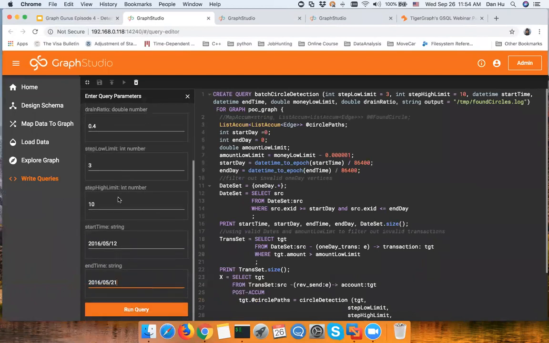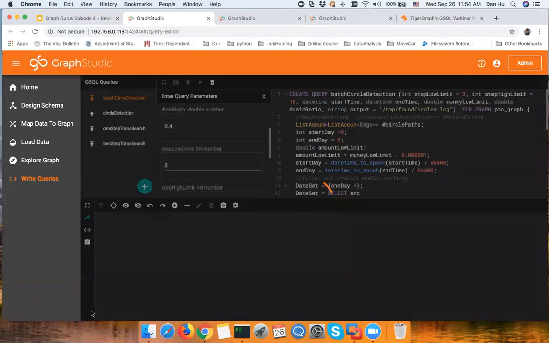Okay, let's run the query. This one will run for about 18 seconds because it's looking at all transactions within 10 days. That's why it's running so long. You can wait a little bit and see the returned results.